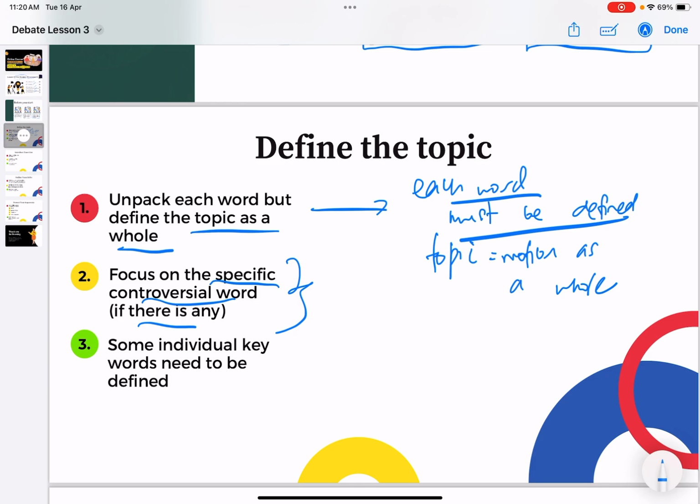If you are the government, you are supporting the motion, you are supporting that mobile phones should be banned. So you say mobile phones should be banned, must be banned. Why must it be banned? Because it's a distraction to education. Mobile phones in the classroom do not help students to stay focused. Mobile phones, and the word banned itself, what does it actually mean?